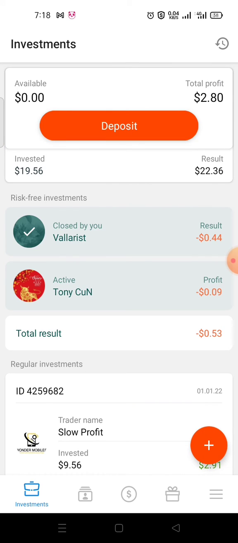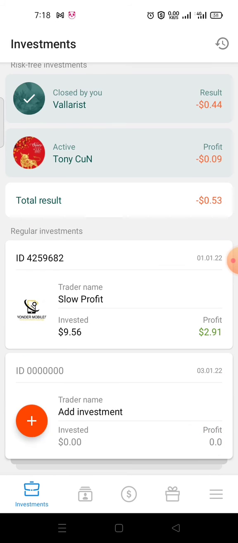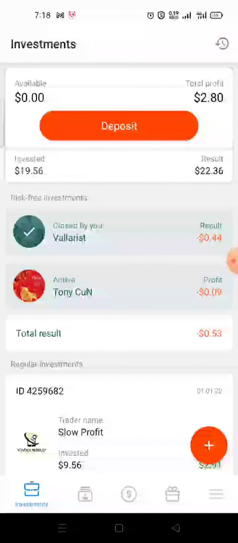And this is day one. As you can see, I invested 19.56 dollars, and the result is 22.36, my current available balance. And yeah, this is the first day of my copy trading on FPS.